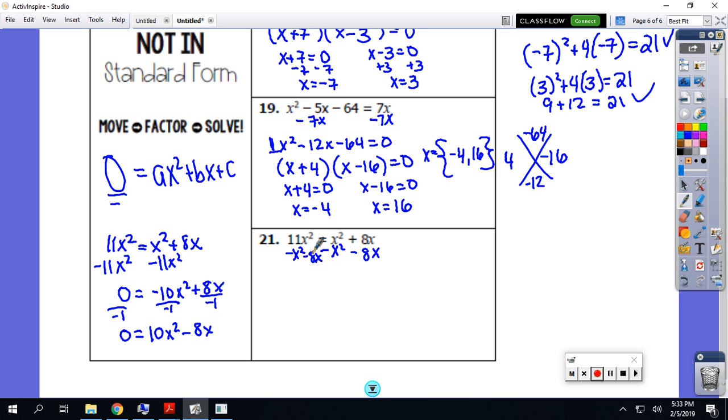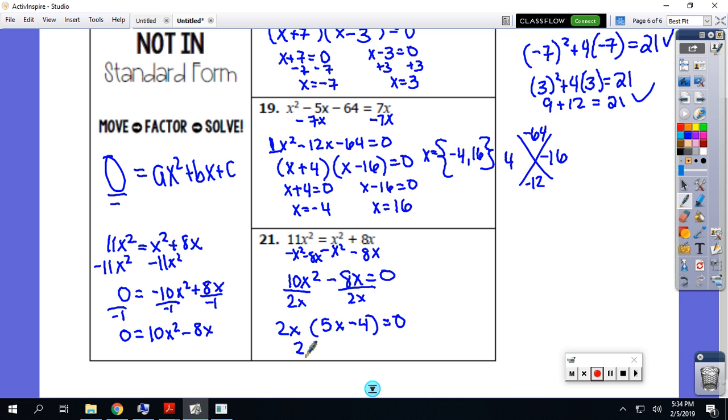And you'll see what happens here. 11x squared minus x squared would be 10x squared minus 8x. You will see that I'll get the same answer in the end, just two different ways of going about it. This will have an extra step of dividing by a negative 1. Two terms, I'll notice that this has a GCF. They both have a GCF of 2x. So I'm going to divide that GCF. GCF always goes out front. 10x squared divided by 2x would be 5x. Negative 8x divided by 2x would be negative 4.